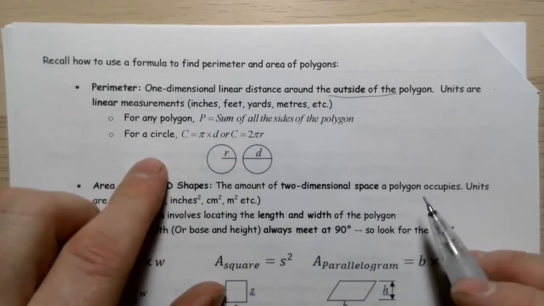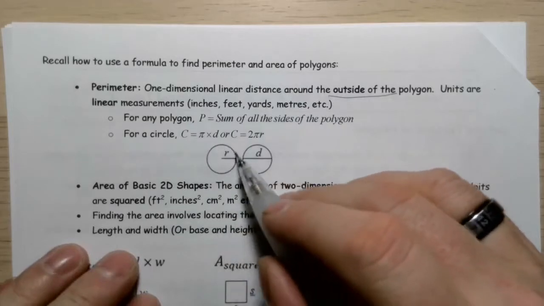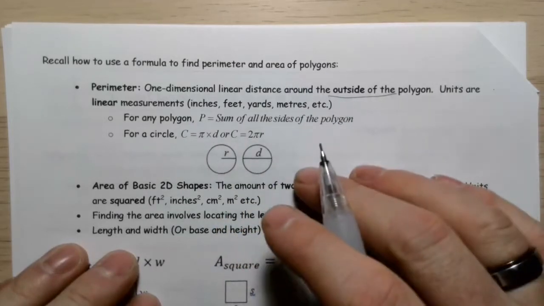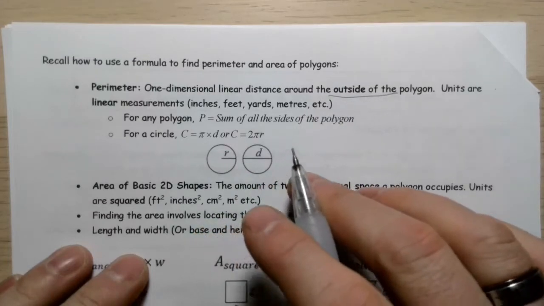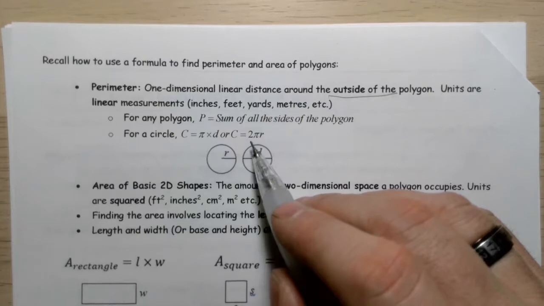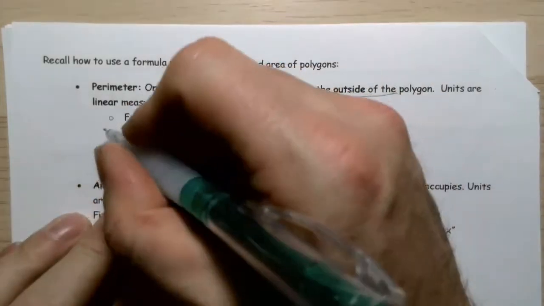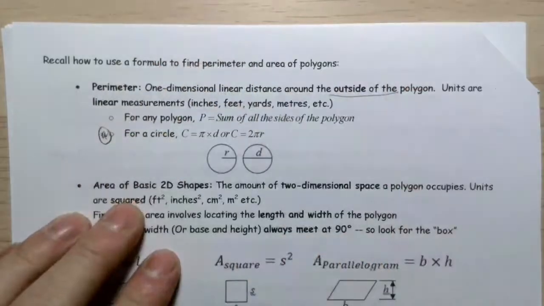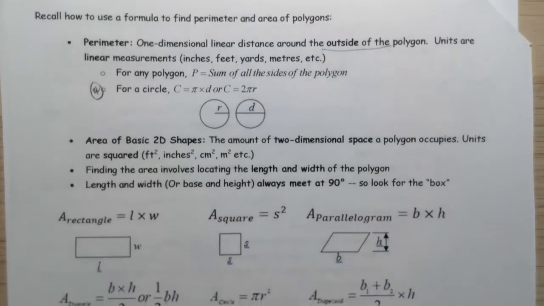Now, if it's a circle, remember that the formula for the circumference of the circle, or the perimeter of the circle, but in the case of a circle we typically call it a circumference, is going to be pi times the diameter, or 2 pi r. So just lock that away in your brain. Just remember that you do know the equation for the perimeter of a circle.